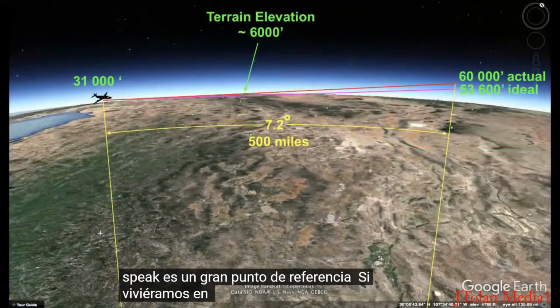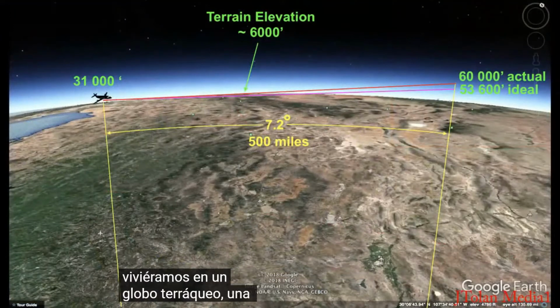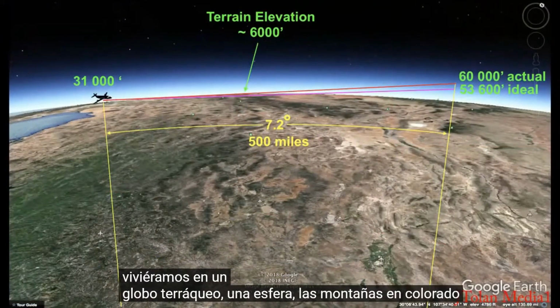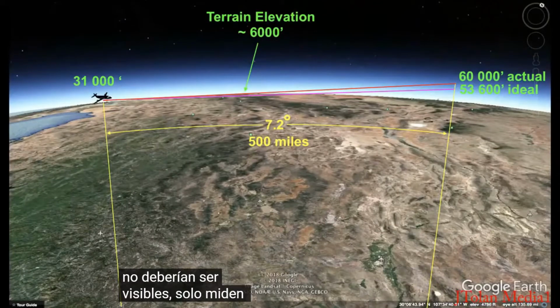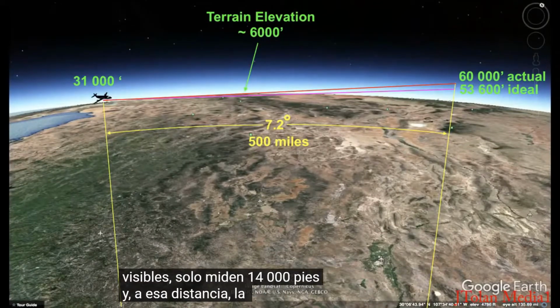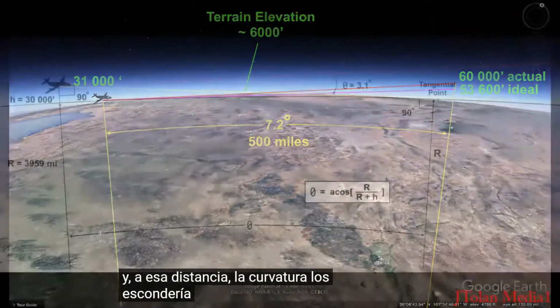If we were living on a globe, a sphere, the mountains in Colorado should not be visible. They're only 14,000 feet, and at that distance the curvature would be hiding them.